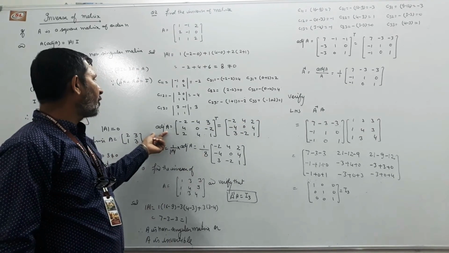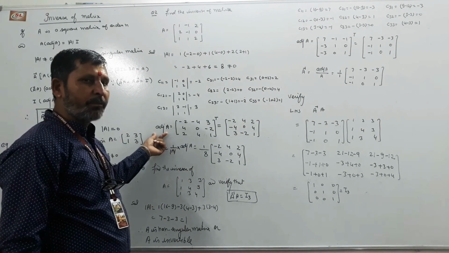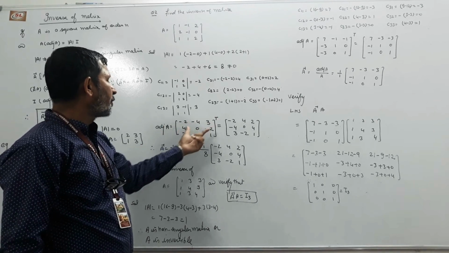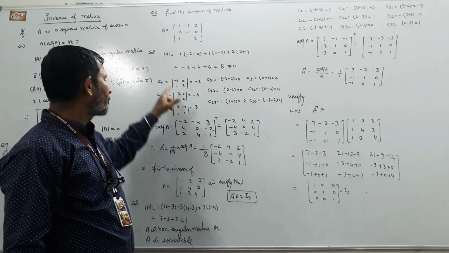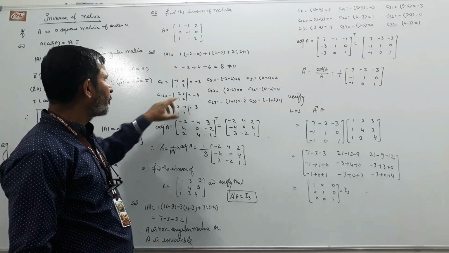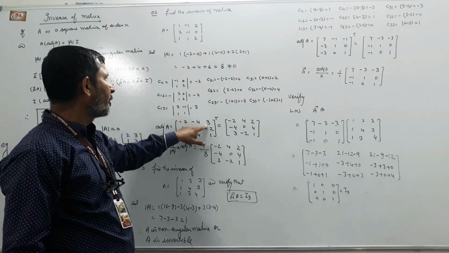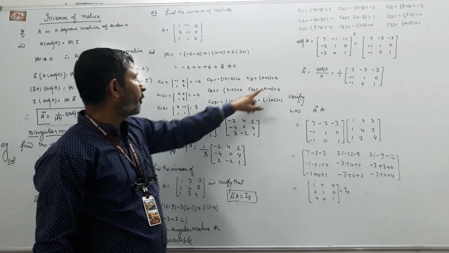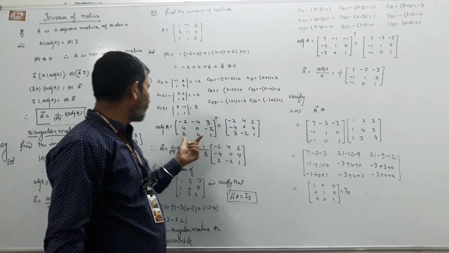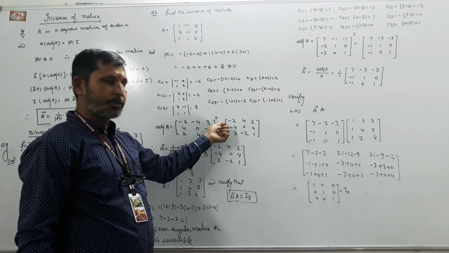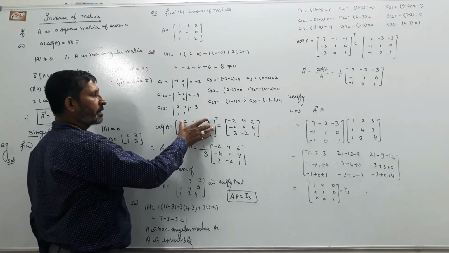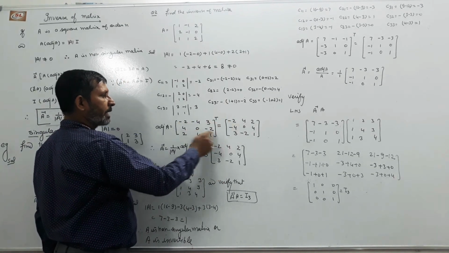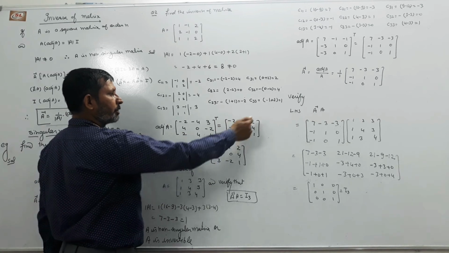Then what is the adjoint of A? Adjoint of A is always equal to the transpose of the cofactor of the matrix. So the cofactor of the first row is -2, -4, 3. Cofactor of the second row is 4, 0, -2. Cofactor of the third row is 2, 4, -1. And its transpose: in case of transpose, the first row changes to the first column, the second row changes into the second column, and the third row changes into the third column.